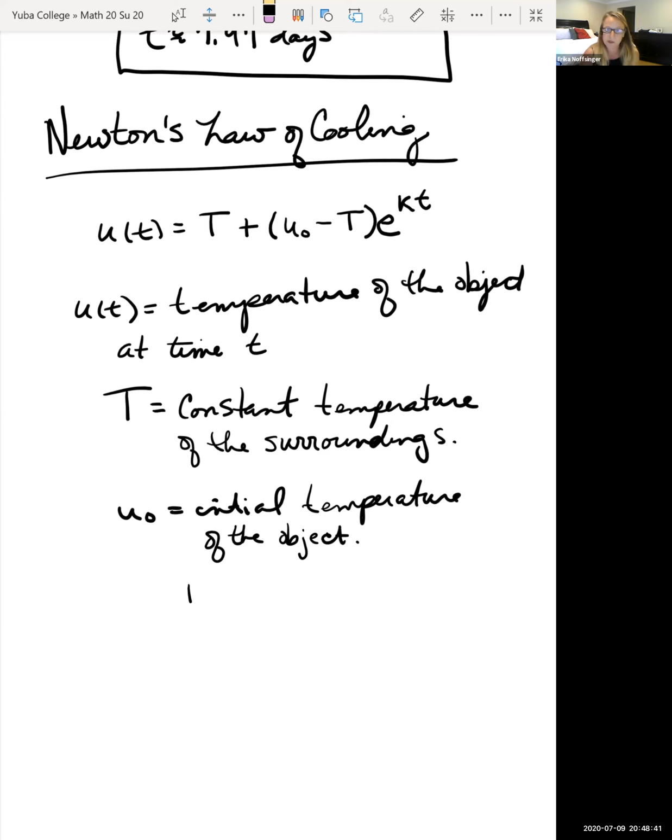Because it's cooling, your temperature is going down. We know exponentially if it's decreasing, our k value is negative. So k is going to be less than 0 here, and k is the rate. It just says here k is a negative constant. Basically, that's the rate it is changing.